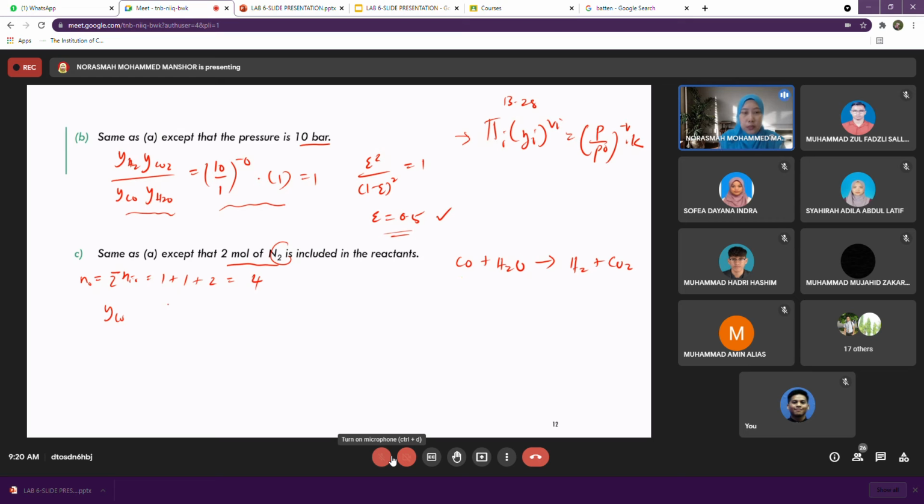So yang YI untuk CO ni sekarang jadi 1 minus epsilon over 4 lah kan. YH2O 1 minus epsilon over 4 juga. YH2 epsilon over 4 and YCO2 epsilon over 4. So you masukkan YI ni dalam equation yang A tadi. So you akan dapat epsilon over 4.